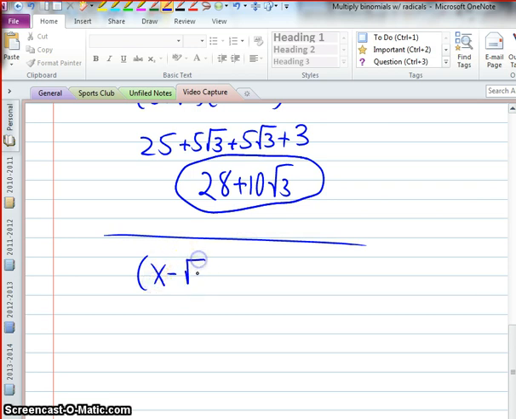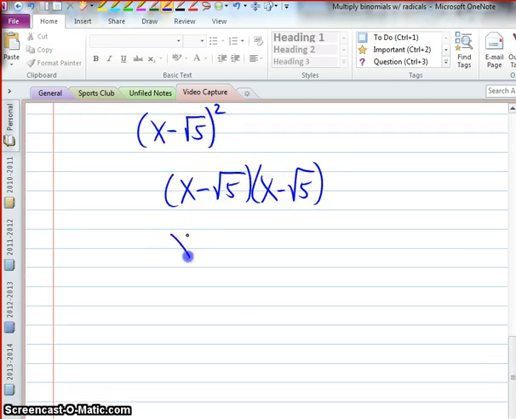I'm going to throw in the variable x, but it shouldn't make any difference. So we see that it's a binomial squared. We go ahead and write it twice. And then we ask ourselves, okay, x times x is x squared. And what is x times negative square root of 5? Well, it's simply negative x square root of 5. And you've got one, and you've got another one. The outside and the inside parts of the FOIL.